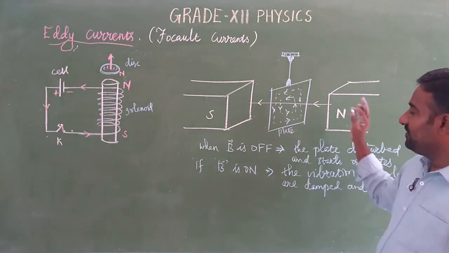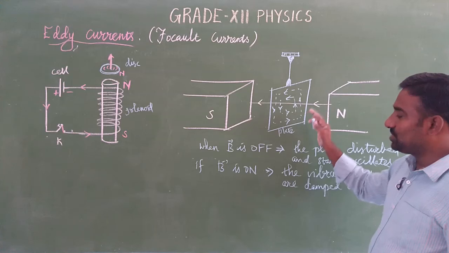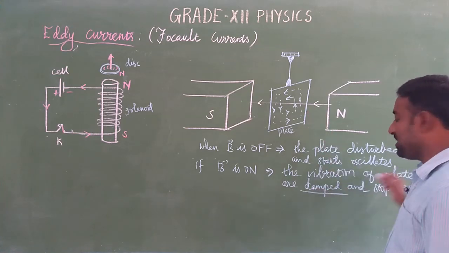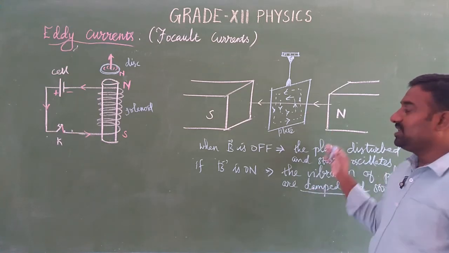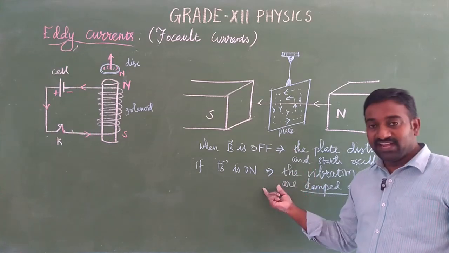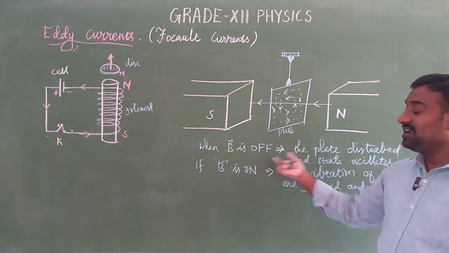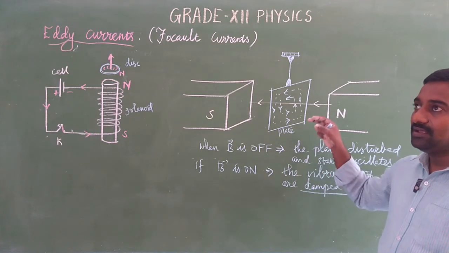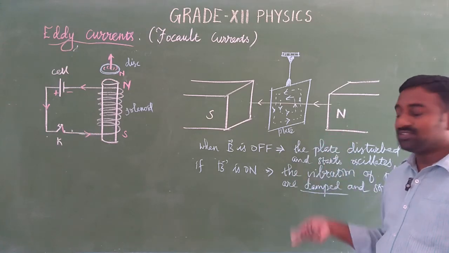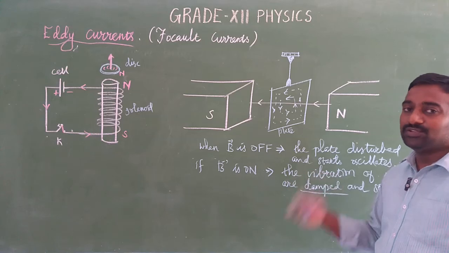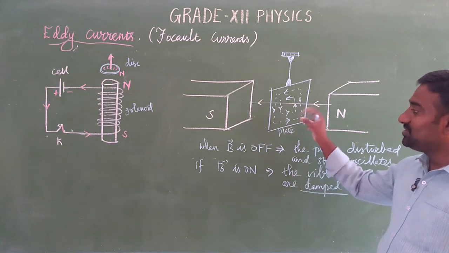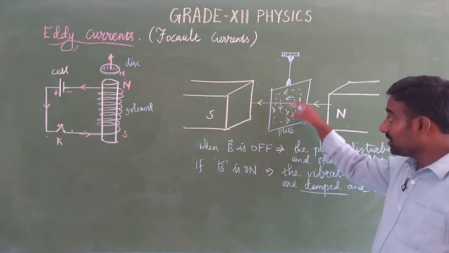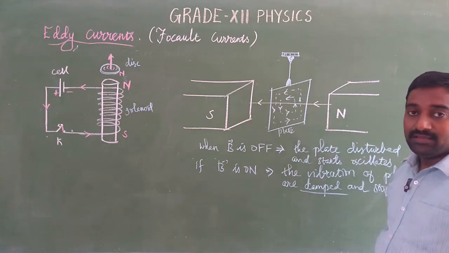So whenever there is a magnetic field, the plate stops oscillating due to the damping. Only in the presence of the magnetic field does the damping happen. If the magnetic field is suddenly off, then the damping is reduced and again the plate begins to oscillate. So the oscillation response is also due to eddy currents induced inside the metal plates.